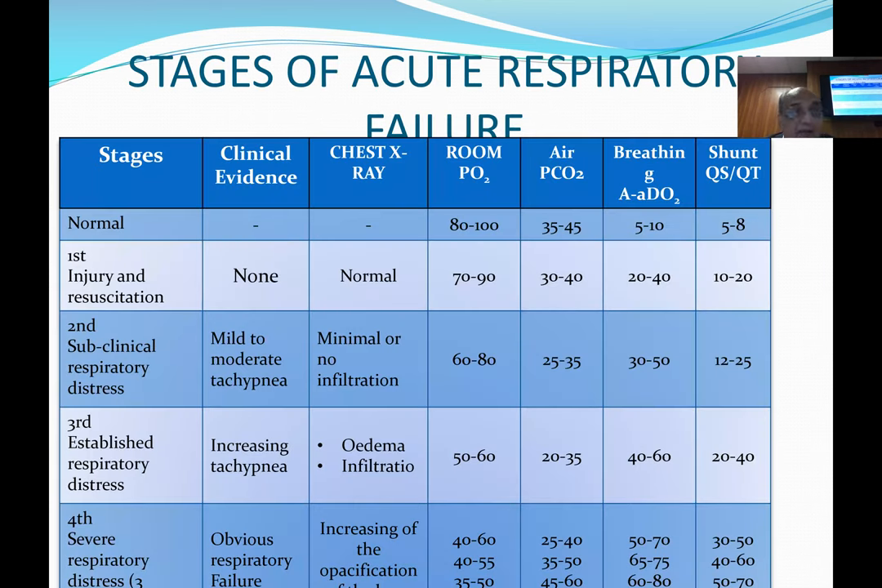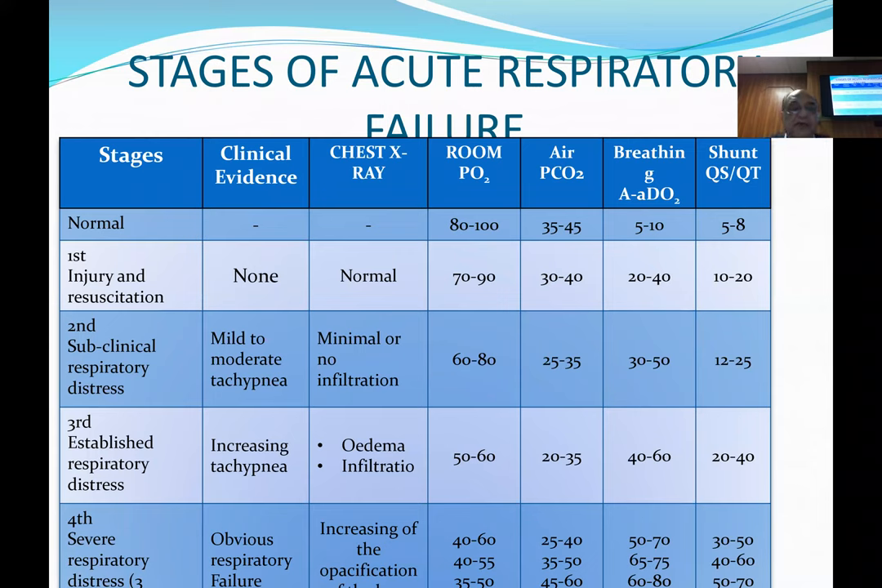Now some people divide into different stages of acute respiratory failure. Normally we look at the room air PO2, it's about 80 to 100. Room air PCO2 is 35 to 45, and the breathing room air A-a gradient. The A-a gradient is nothing but the partial pressure of oxygen in the alveoli minus the partial pressure of oxygen in the arteries of blood. That's about 5 to 10. Shunt is normally 5 to 8. What are the causes of normal physiological shunt?